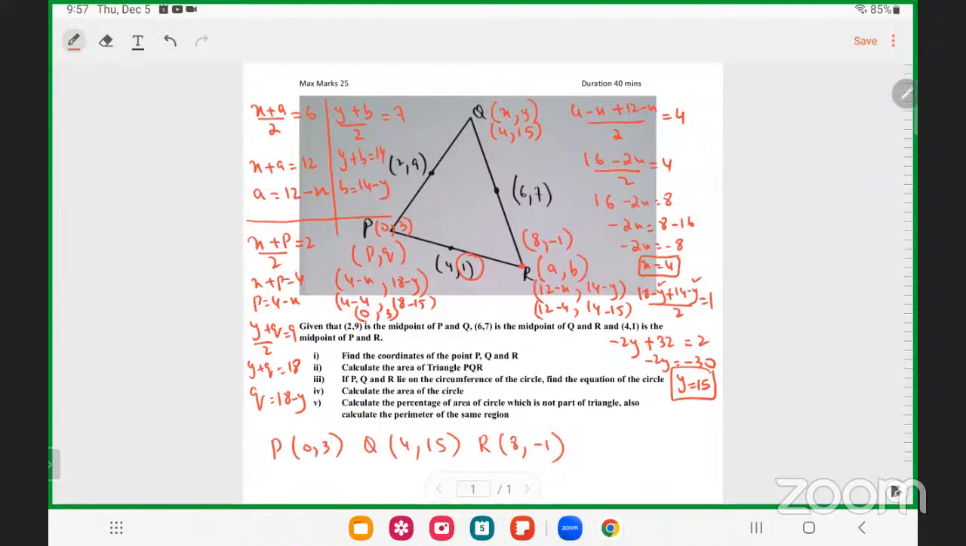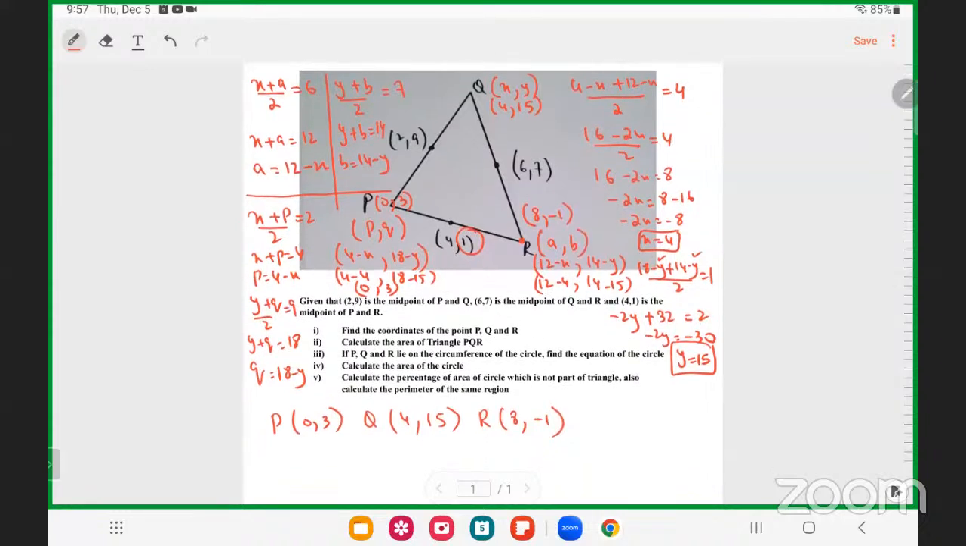I hope this makes sense and this is clear to everyone. So the first part of the question is to find the coordinates of P, Q and R, which we have successfully done.